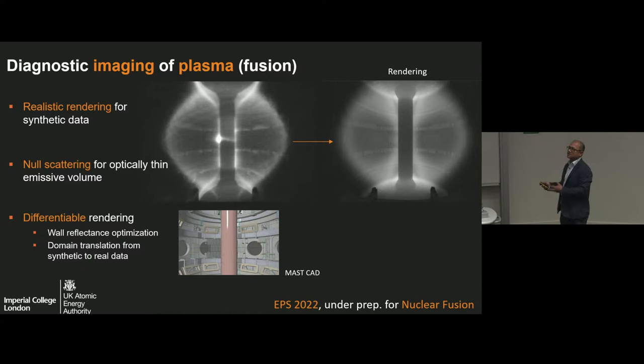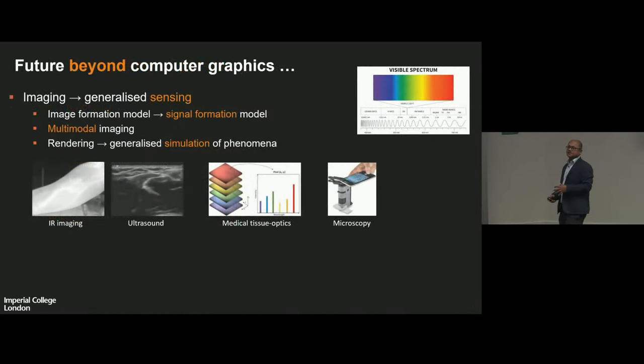We've been working on it for a couple of years now. We hope to submit our paper soon to Nuclear Fusion, but this is the kind of cross-disciplinary work that can happen. And the way I see it, this is more and more the future of this kind of work, where future computer graphics research could be generalizing beyond just cameras and beyond the visible spectrum. We could be thinking not of image formation models, but signal formation models. We could be looking at multimodal imaging that combines sonar, radar, what have you, all the different kinds of sensors.